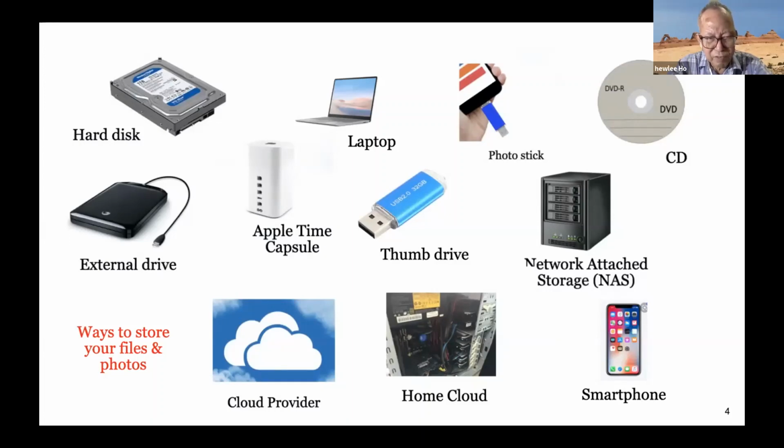External drive, I think you're very familiar. Apple Time Machine is meant for people who have an Apple laptop. It's very convenient and very useful. Thumb drives are for temporary storage. Network attached storage is mainly for people working in a company where they have a lot of information to store. Cloud provider is just to set up an account, or even you can build your own home cloud if you want to.